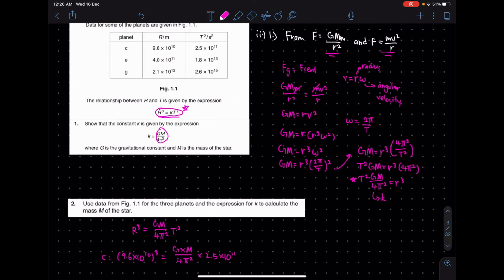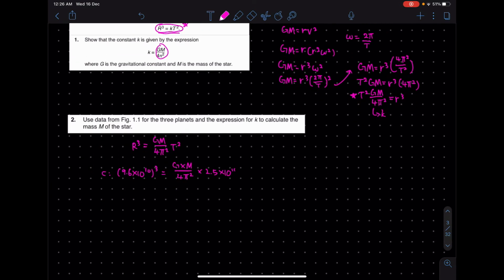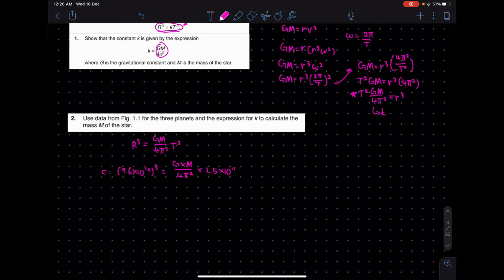Now be wary of what they give you in the table. This is T squared already, so I have no need to square it again since it is already squared. The given value is already squared. Alright, so let's see. Okay, I'll bring out my calculator.